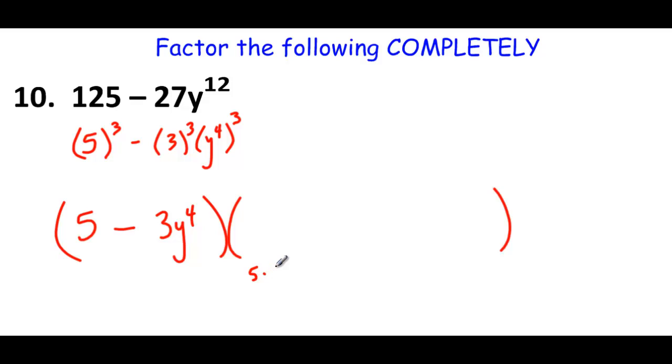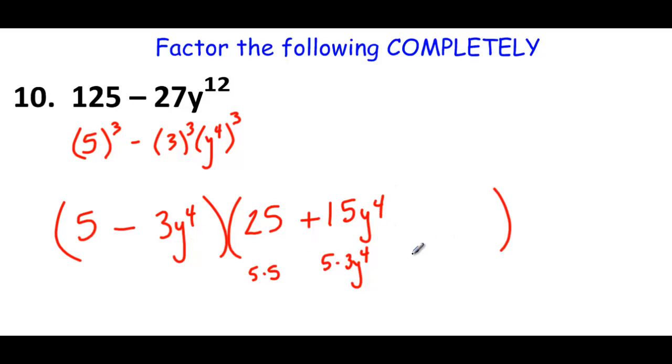I just take the first term and multiply by itself, which is 25. I do the opposite sign, so this is a positive, and then I multiply the first, 5, times the b value, the second, 3y to the 4th. This gets me 15y to the 4th.